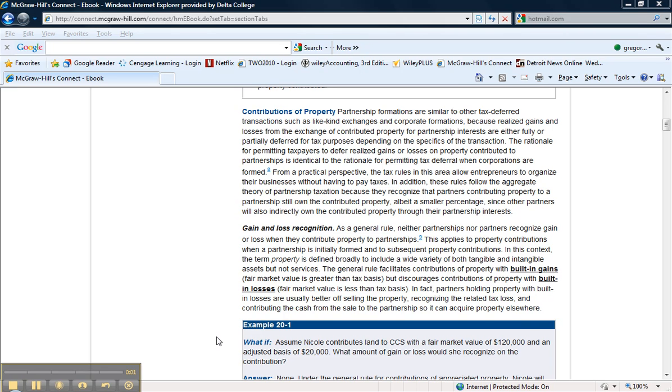Continuing learning objective 2, if a partner contributes property to a partnership, like I said in the last video, probably not going to have any gain issues there. You just have to know how to handle the effect on that partner's basis in the partnership.